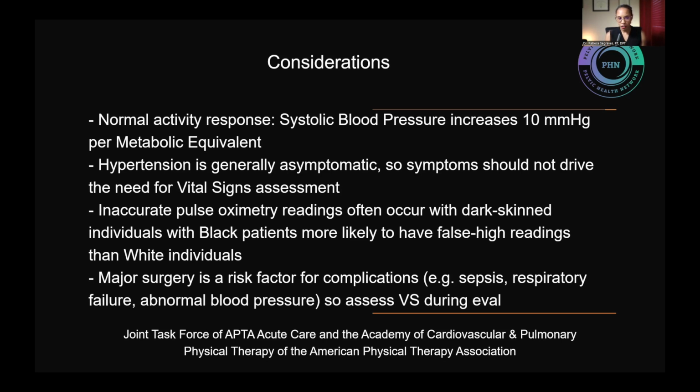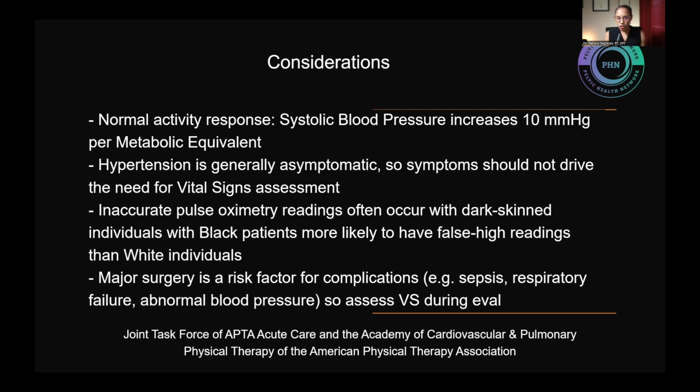We measure vital signs. Inaccurate pulse oximetry readings often occur with dark-skinned individuals, with Black patients more likely to have false high readings than white individuals. So even more so, if you have an individual who's dark-skinned after birth, who's a Black woman after birth, do take into account that your pulse oximetry readings may not give you an accurate finding. And so that should be really assessed along with other findings, you know, their heart rate. You should be looking at their rate of breathing, respiratory rate, their difficulty with breathing, if that's present.